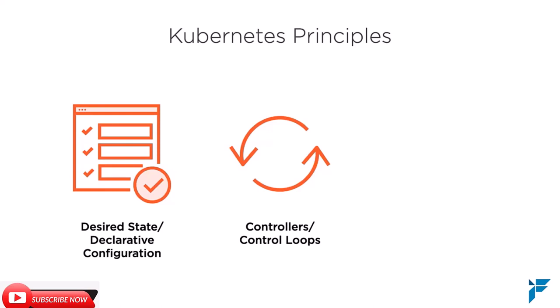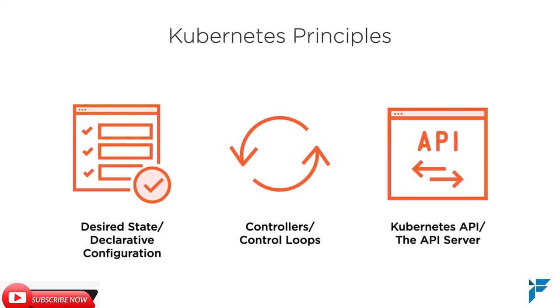Now, there are many different types of controllers available in Kubernetes for various scenarios, and we'll cover them throughout this series of courses. But the key concept here is controllers are what make changes to the system to ensure the desired state. Another core principle is the Kubernetes API.